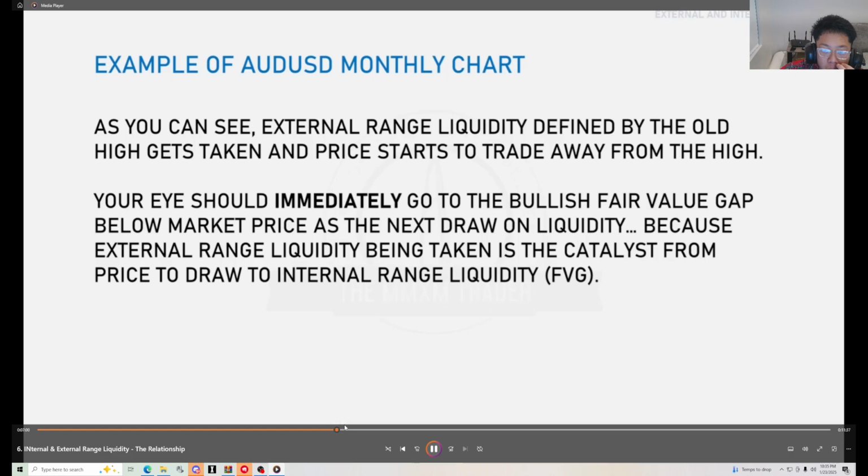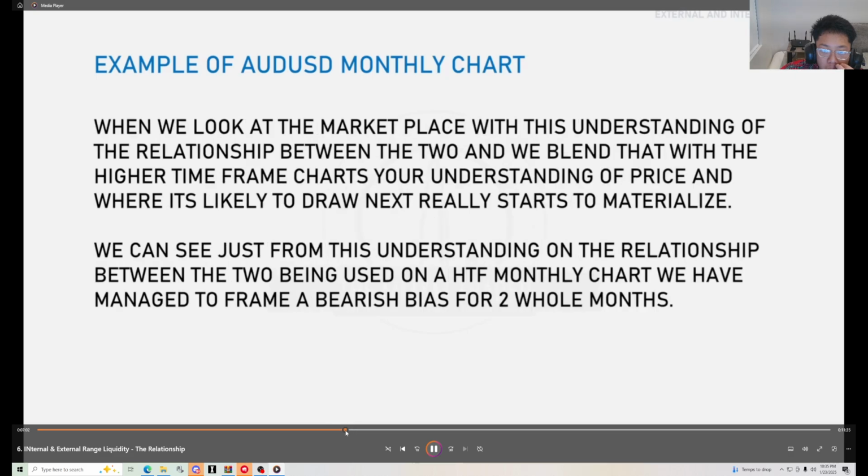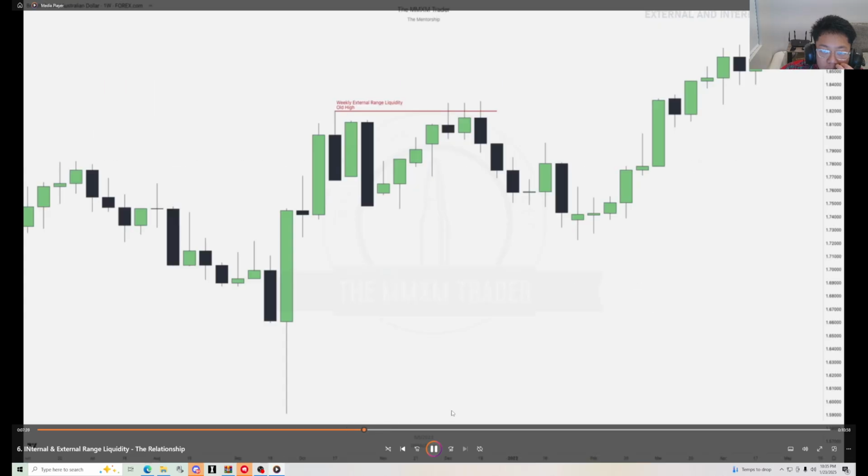Because external range liquidity being taken is the catalyst for price, that's your understanding of price and where it's going. On the monthly chart, you've got GBP/AUD. Okay, so boom, external range is taken. And then we look for the fair value gap. Let's see if we find a fair value gap right here, just barely. It's a very small one. Actually, right here and right here, kind of. Price is kind of bouncing, so like right here.